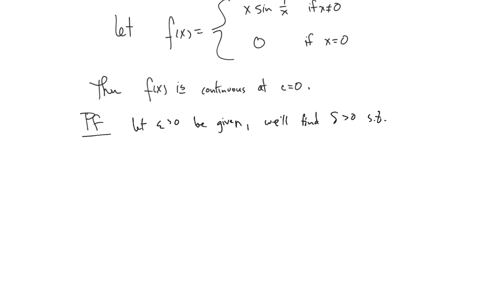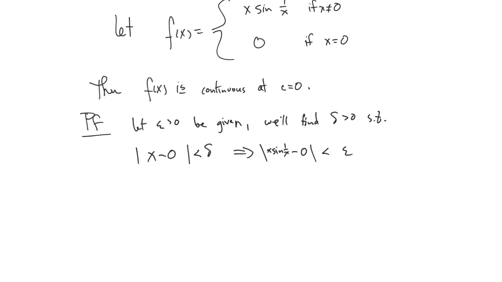What is this going to look like? I need this setup here. Can someone tell me? It always looks like something less than delta implies something less than epsilon, right? What's it going to be on the left? |x minus 0|, thank you. The left side is always |x minus c|. And then on the right side, it should be |f of x minus f of 0|. What does that look like? Yeah, f of x is x sine 1 over x, minus f of 0, which is the special value there, 0.